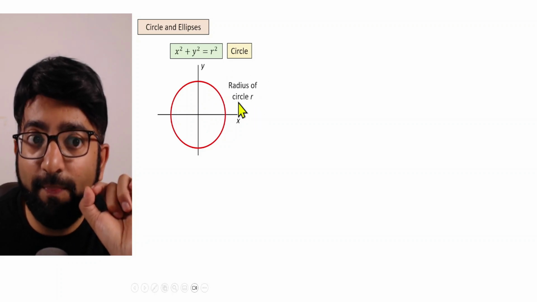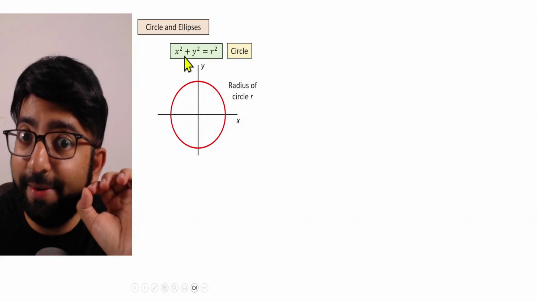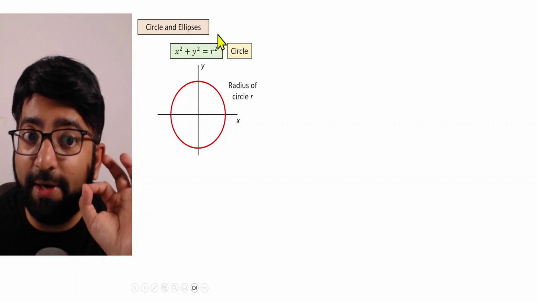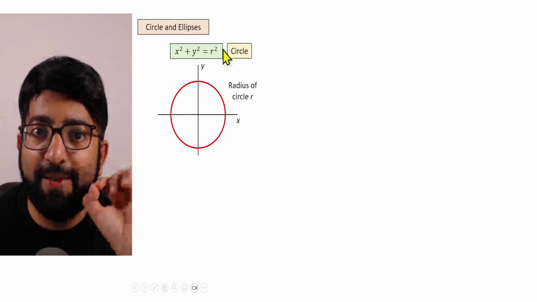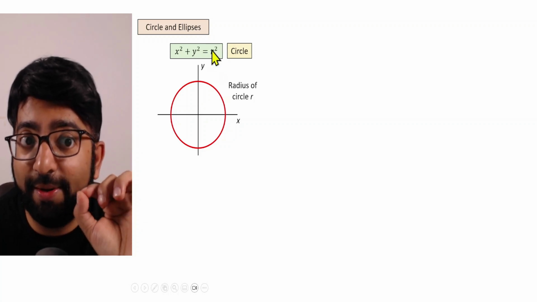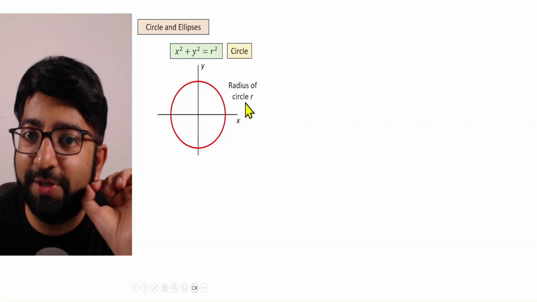The equation is very important here. The coefficient of x squared needs to be 1. The coefficient of y squared needs to be 1. There needs to be a positive sign in between, and there has to be a constant number on the right hand side. Whichever number is on the right side of the equation, that is r squared. If we take the square root of that number, we will get the radius of the circle, which is r.